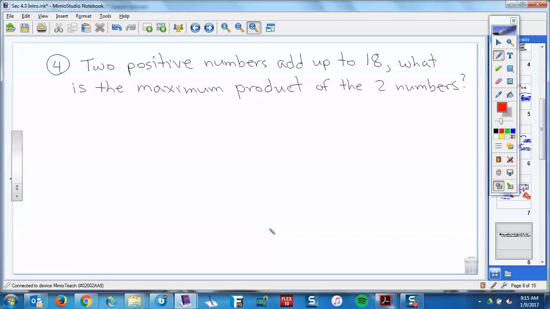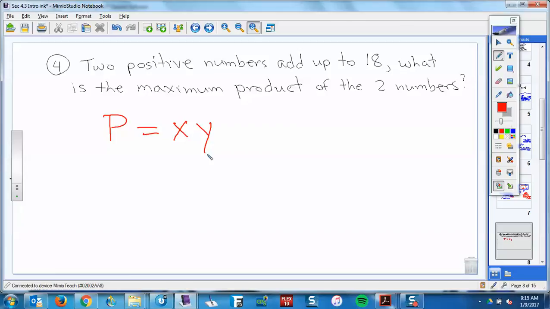So step 1 is what? Identify what we're trying to maximize. What are we trying to maximize? Product. So I need to write the equation for product. So right away I'm going to write P equals. P for product. V for volume in the last problem, P for product in this problem. Okay, the max product of two numbers. So what should I do? P equals X Y, whatever, right? So that's what I'm trying to maximize.